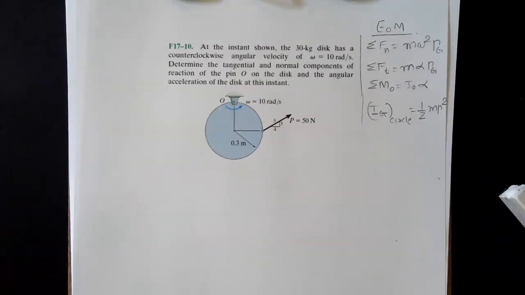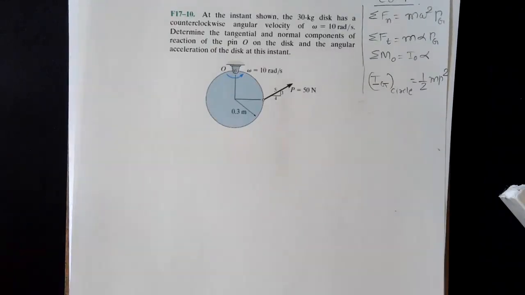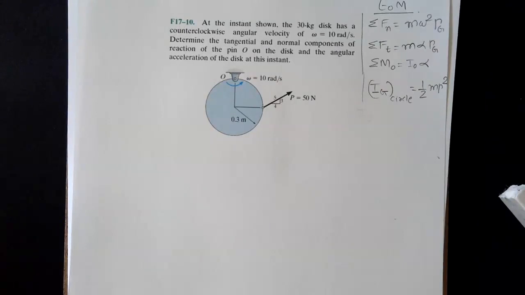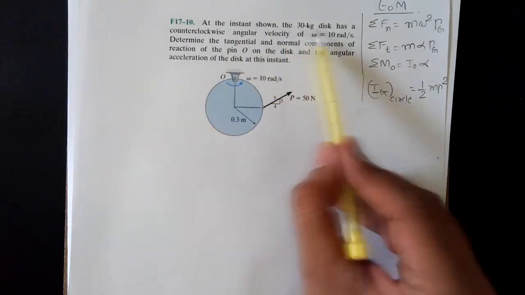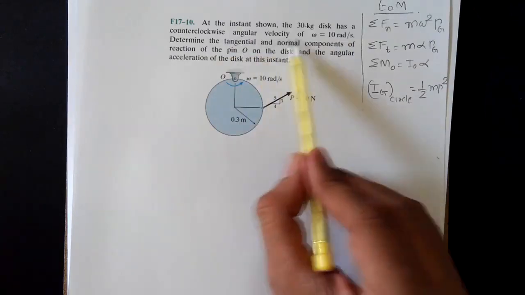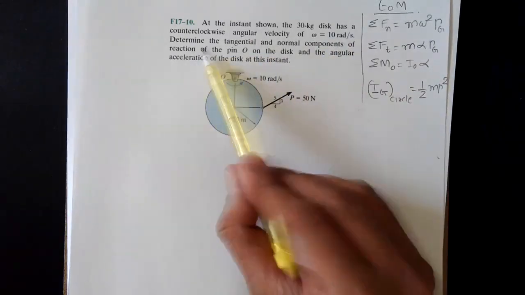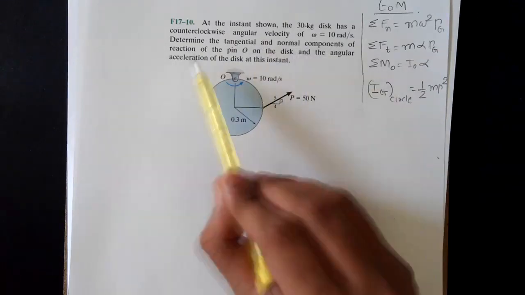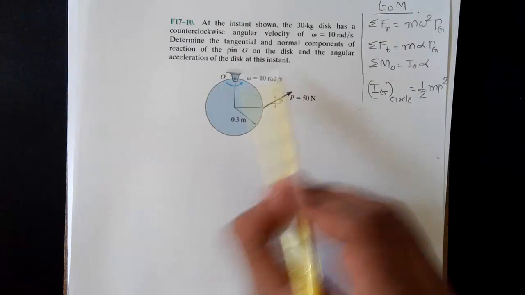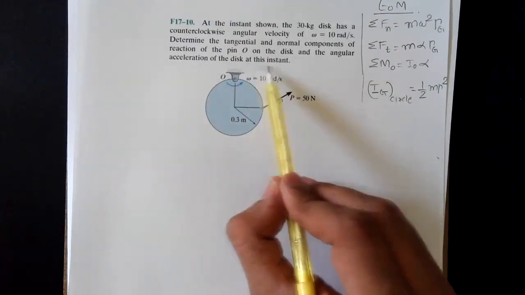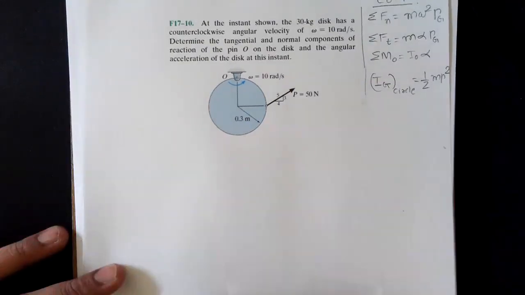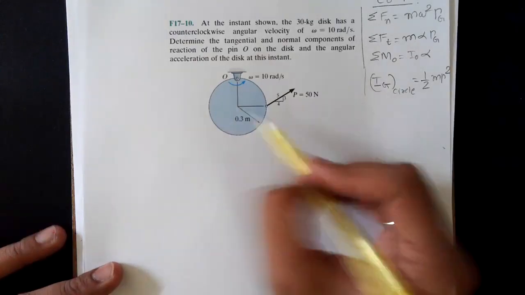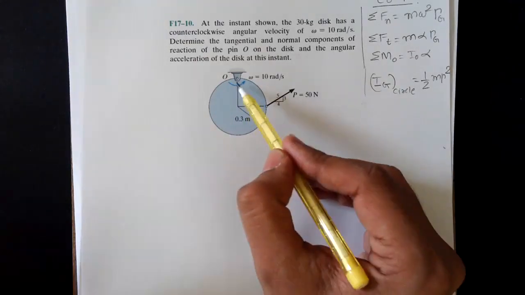Okay, problem number 17.10. At the instant shown, meaning in this particular situation, the 30 kilogram disk has a counterclockwise angular velocity of 10 radians per second. Determine the tangential and normal components of reaction of the pin O on the disk and the angular acceleration of the disk at this instant. Okay. So this is an example of a rigid body in pure rotation, because the disk rotates with respect to O. It has just rotation, no translation.